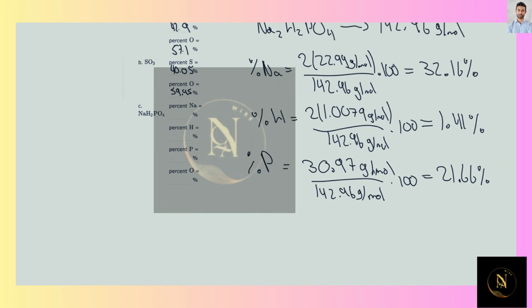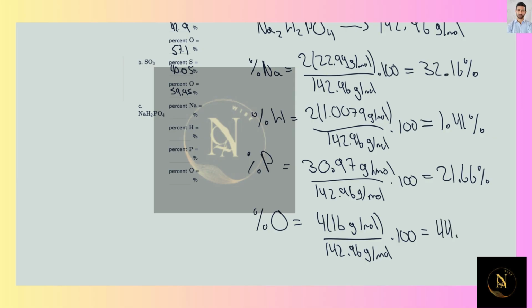And finally, we're going to get the percent of oxygen, which is going to be 4 times 16 grams per mole, divided by the molecular weight times 100. And the result here is going to be equal to 44.77%. Rounding up the values to three significant figures, we would end up with 32.2, 1.4, 21.7, and finally 44.8.